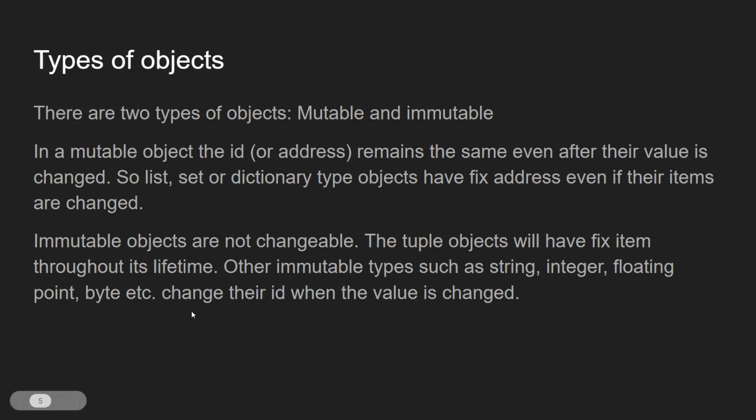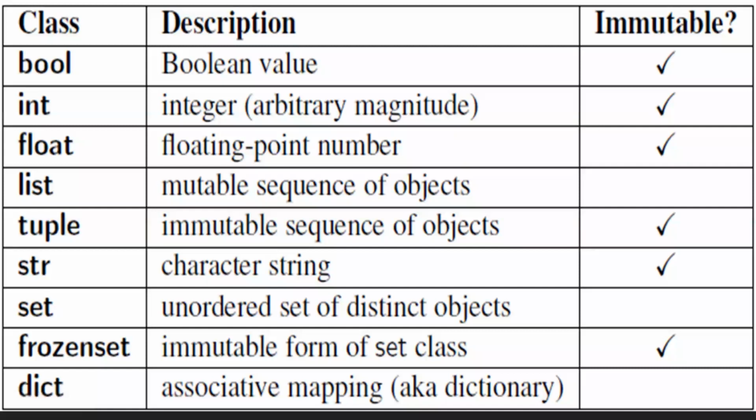So that's all for today. Here you can see the list of all classes and which objects are mutable and immutable. So boolean, integer, float, tuple, string, frozenset, they are immutable, whereas list, set, and dictionary are mutable.